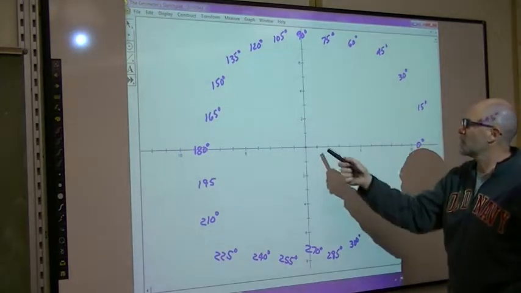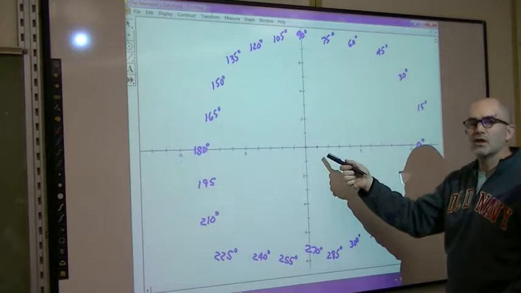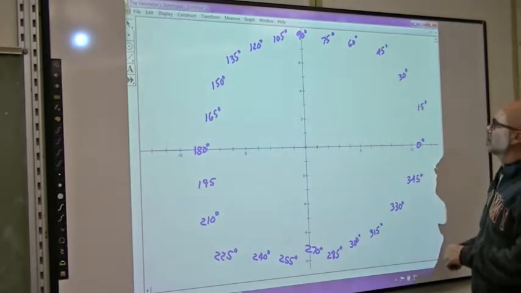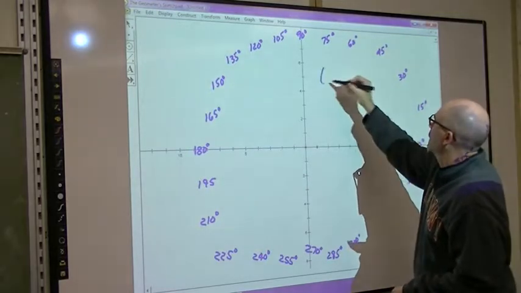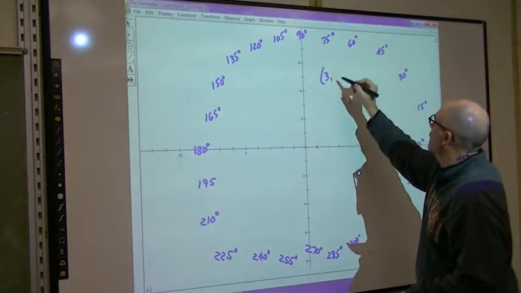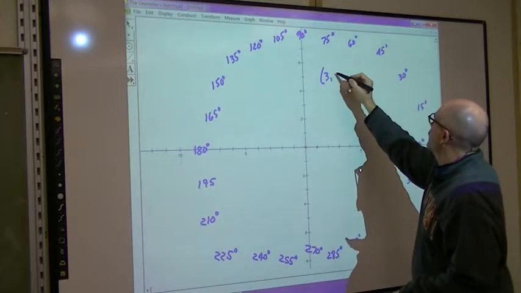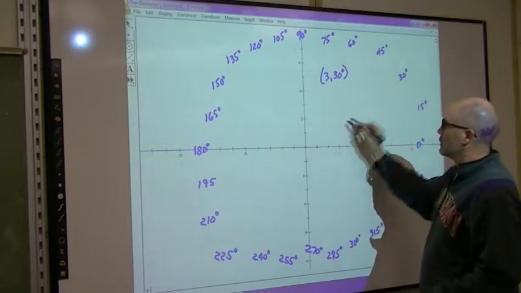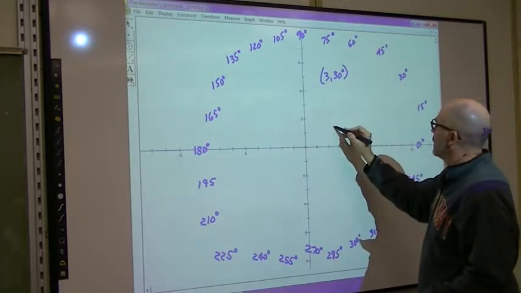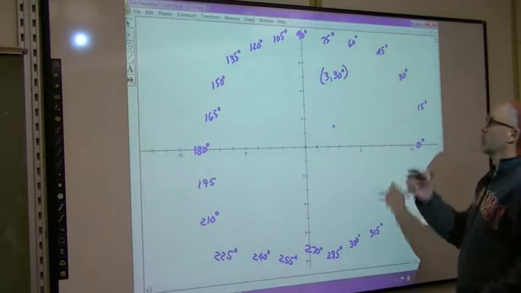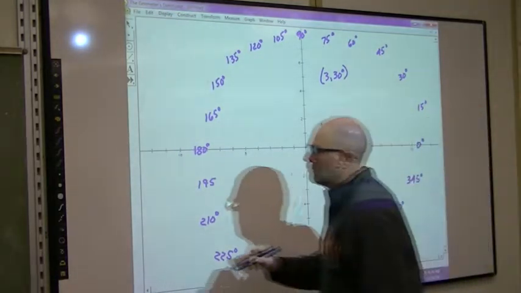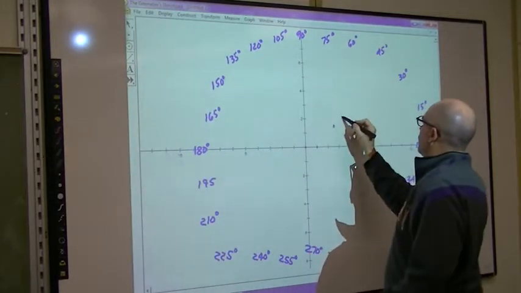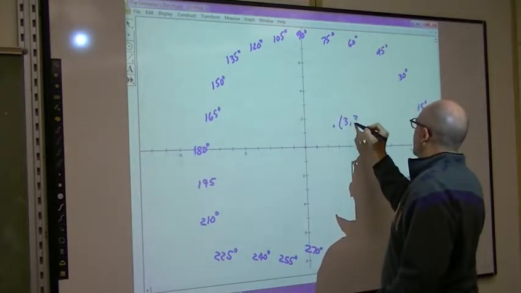Now, each circle is 1 unit. So if I wanted to identify the point, let's say (3, 30 degrees), that would be the 30-degree line, 1, 2, 3. So there's the point (3, 30 degrees). We'll put that here.